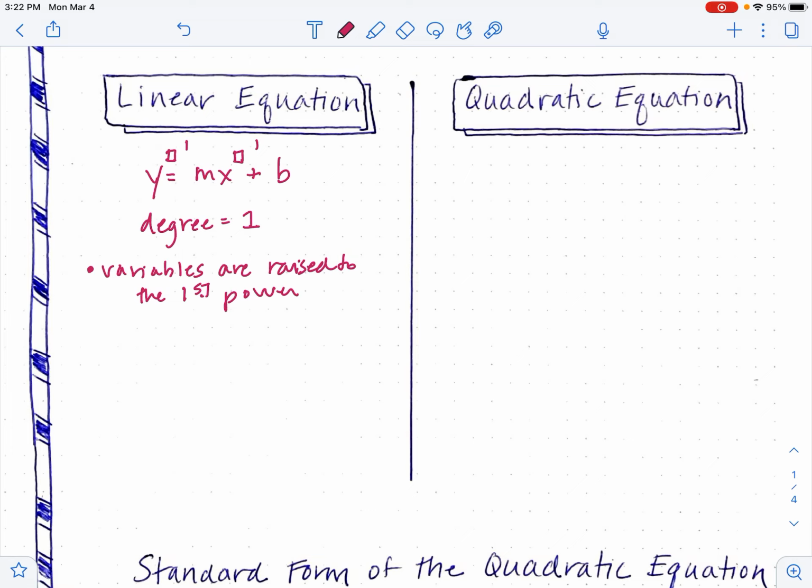How is that different for quadratic equations? The standard form of a quadratic equation is y equals ax squared plus bx plus c, keeping in mind that a, b, and c are coefficients. So what's the highest power in this equation? Well, there's a 1, a 2, and a 1. So quadratic equations are raised to the second degree.